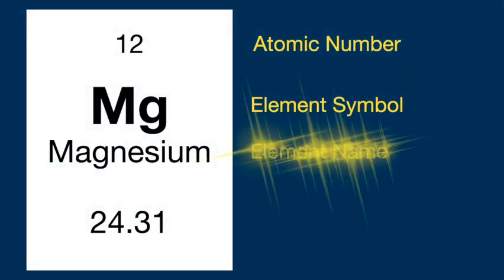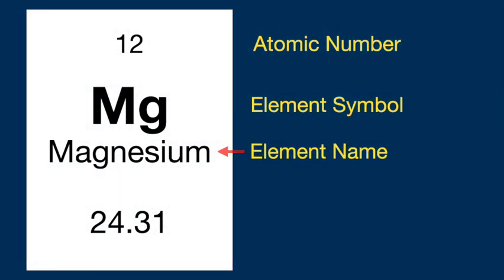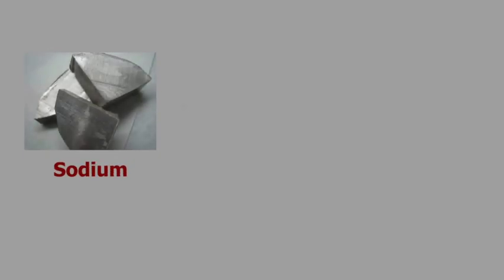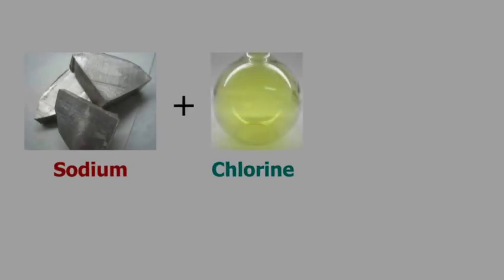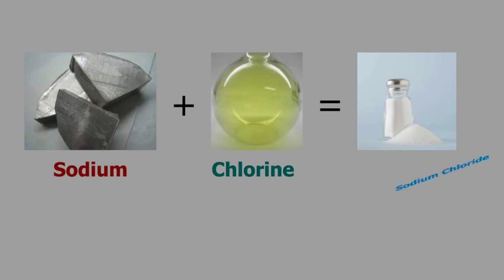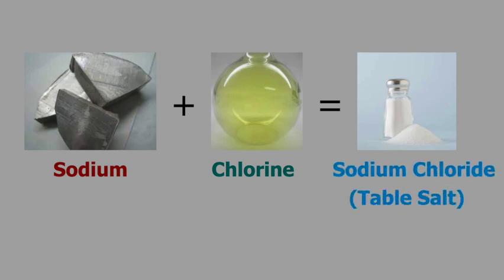Next, under the element symbol is the element name. This is simply the name of the element. These names are also used in naming many compounds. For example, the combining of the elements sodium and chlorine to make sodium chloride, which we commonly refer to as table salt.